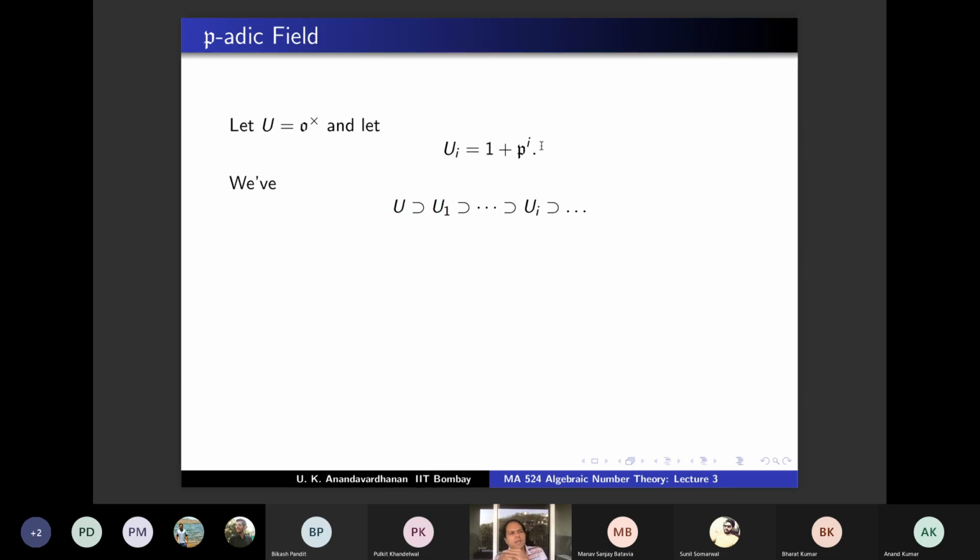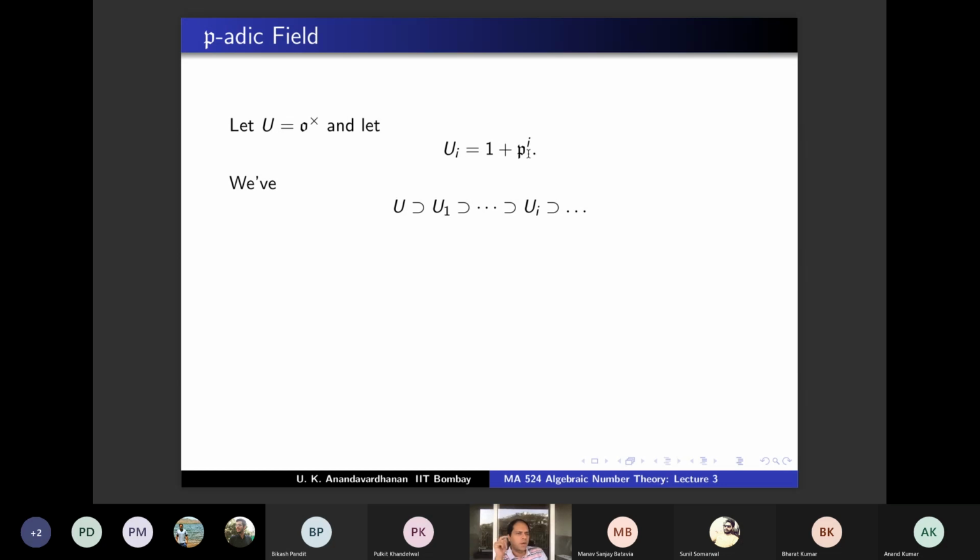So what is a characterization of units? Unit is same as saying mod x equal to 1. So if you take an element 1 plus x, where x is in P, then what is modulus of 1 plus x? Modulus of 1 plus x is less than or equal to maximum of mod 1, mod x, with equality if these two things are different.